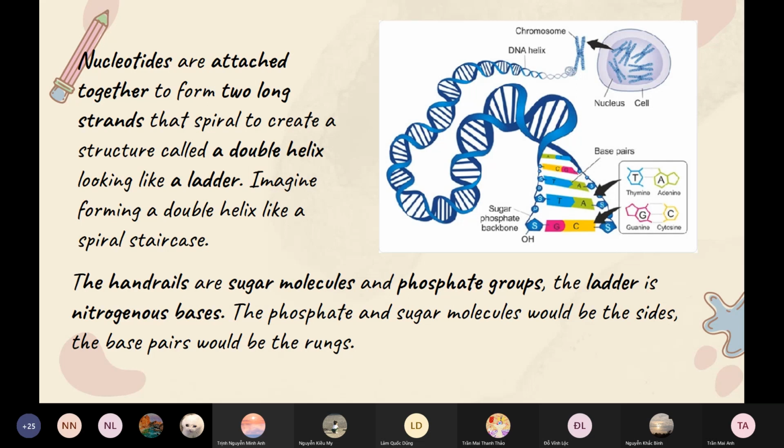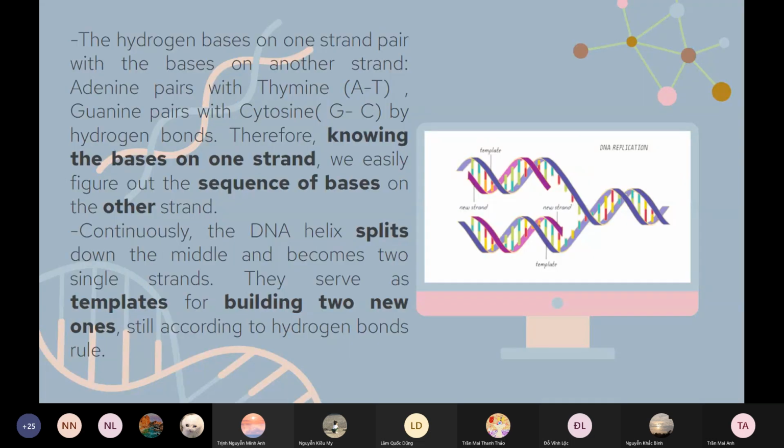The phosphate and sugar molecules would be the sides, and the base pairs would be the rungs. Speaking clearly, the hydrogen bases on one strand pair with the bases on another strand. Adenine pairs with thymine. Guanine pairs with cytosine by hydrogen bonds. Therefore, knowing the base on one strand, we can easily figure out the sequence of bases on the other strand.